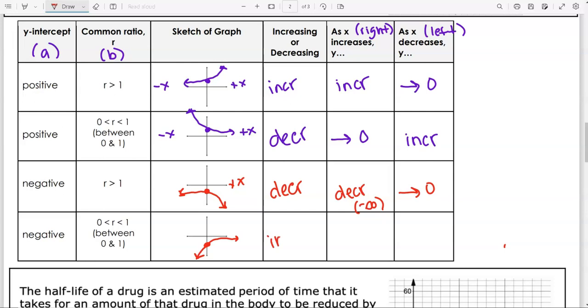This will be an increasing graph because we are going up, but we don't go up forever because my right side is approaching 0. So technically my y values do increase. They do get bigger. They're just never going to be 0. But that decimal point will just keep getting longer and longer. And then the left side is decreasing. It's going towards negative infinity. It's falling down.